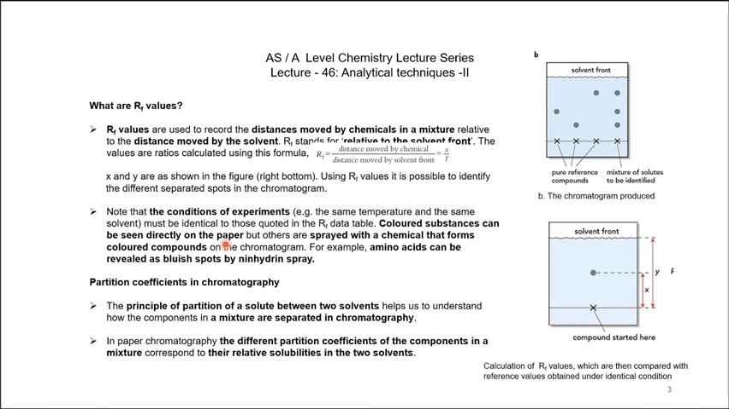But others are not seen directly. We have to spray them with some chemical that forms colored compounds on the chromatogram. For example, we take amino acids, and when we spray ninhydrin, we will see a bluish spot for the amino acids.